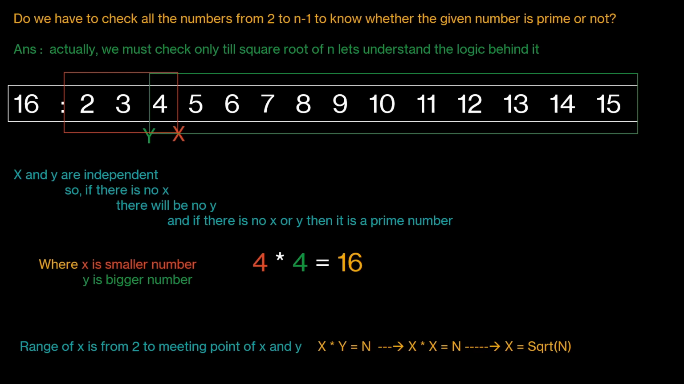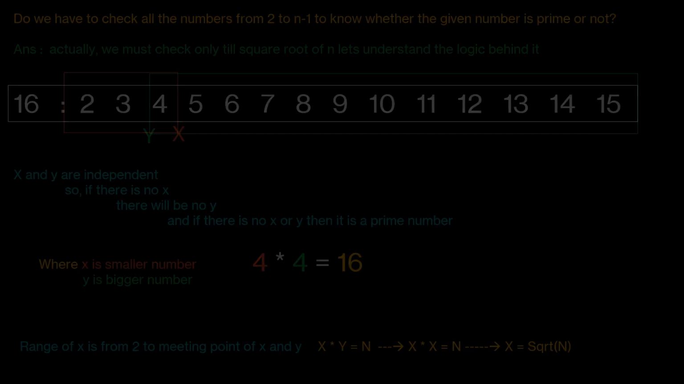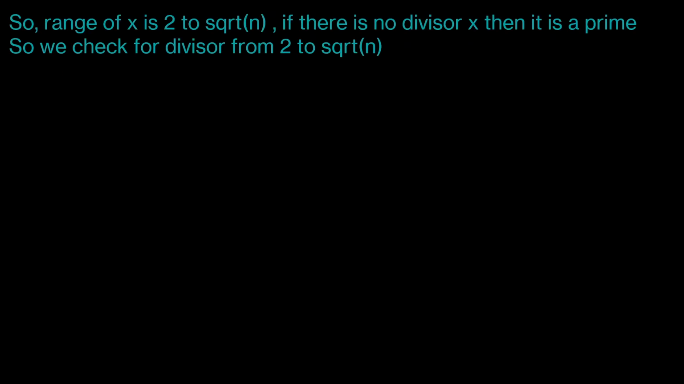So if x and y are meeting, then x and y should be equal, right? So x multiplied by x, which is x square, is equal to n. If we move the square of x to the right side, it becomes square root of n. So x is square root of n, and we have to check only till square root of n to know whether the given number is prime or not. So range of x is 2 to square root of n. If there is no divisor x, then it is a prime. So we check for divisors from 2 to square root of n.